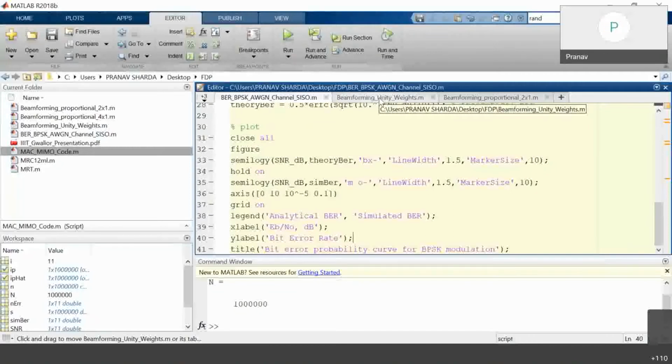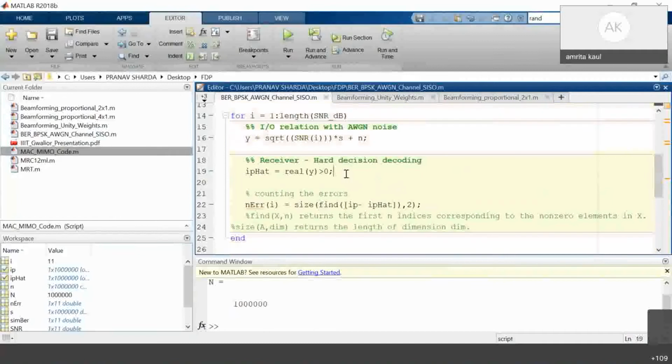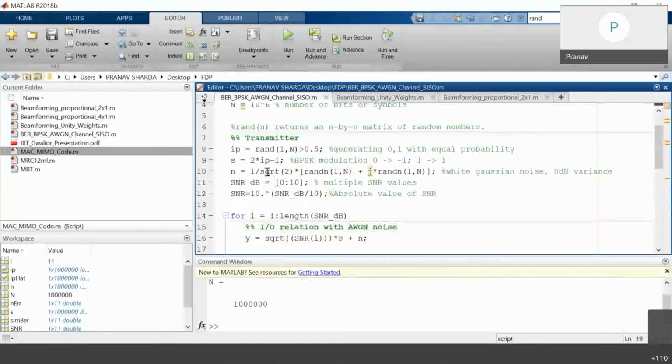Yes, sir. Can you explain why we are using that real part in the receiver hard decoding? Yeah, actually, when you receive a signal, it incorporates the effect of noise as well, right? Since we have generated noise of complex nature, you can see here, the noise is of complex nature. So when you receive the signal, it will have complex values.